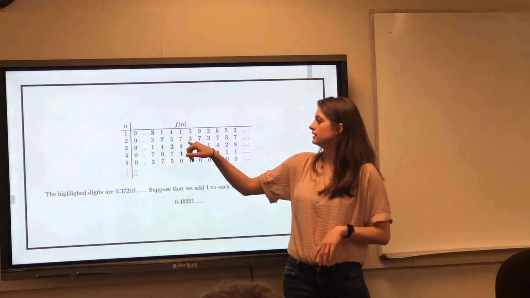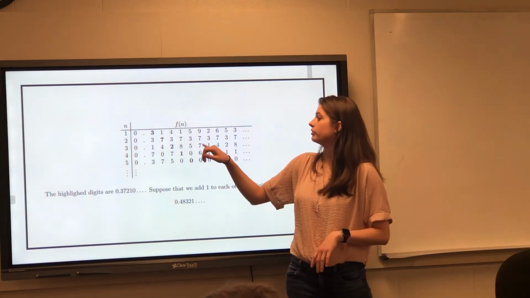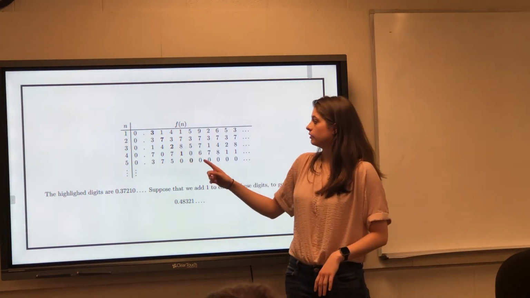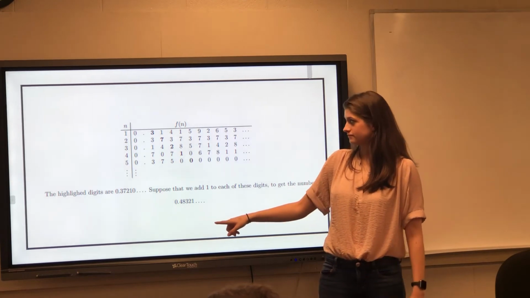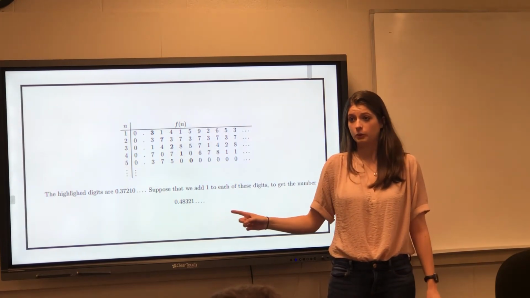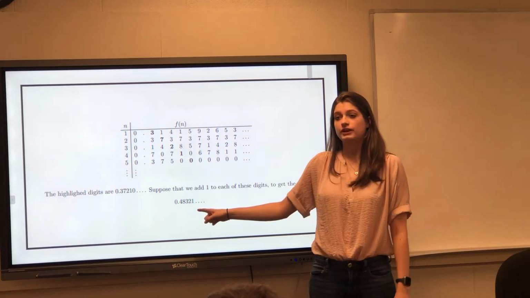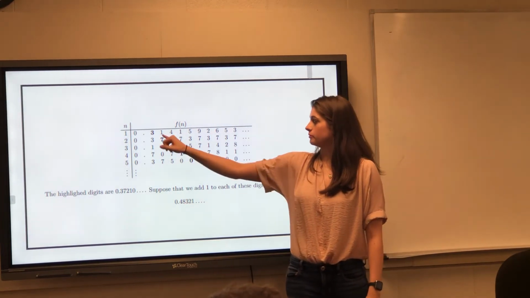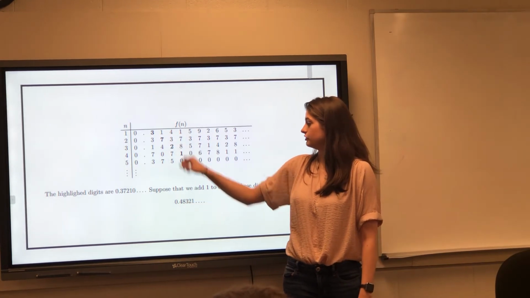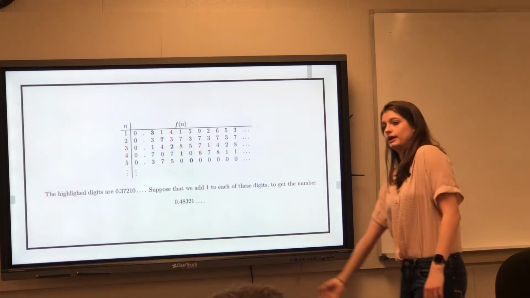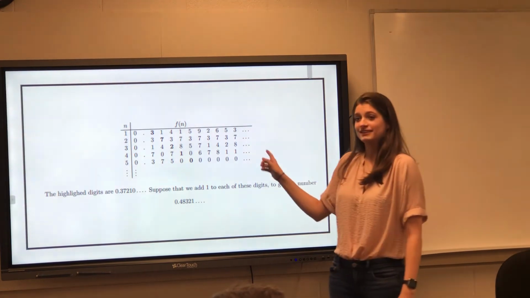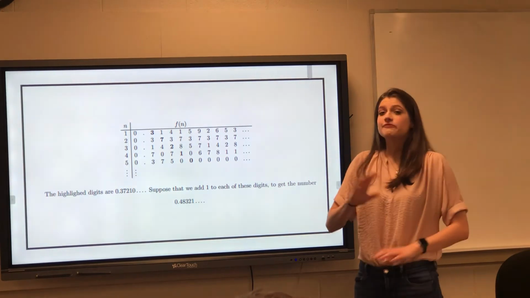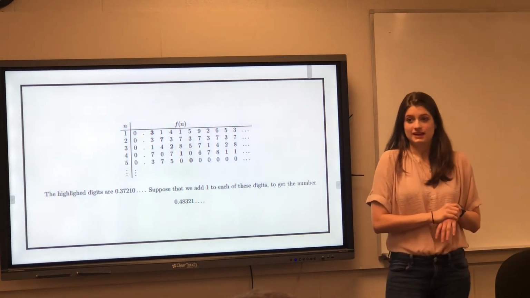So the ones he has highlighted here, it's 0.37210. You can add 1 to those, and you get 0.48321, right? This is still obviously between 0 and 1. However, this number can never appear in this function because it differs from f of 1 in its first decimal, f of 2 in its second, and when you get all the way down, it differs from f of n in its nth decimal. So this number can never exist in this table. There are infinitely many of these numbers that cannot exist in this table when you do it that way.